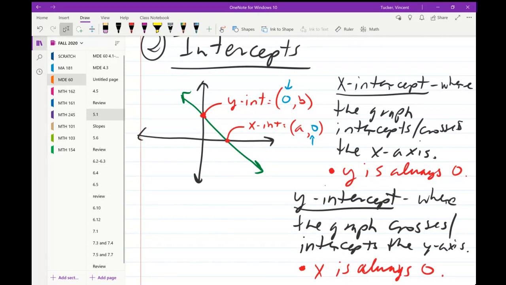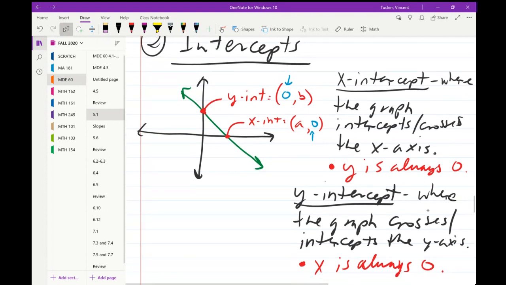If it's on the x-axis, that's because y is equal to 0. If it's on the y-axis, it's because x is equal to 0. Any questions?